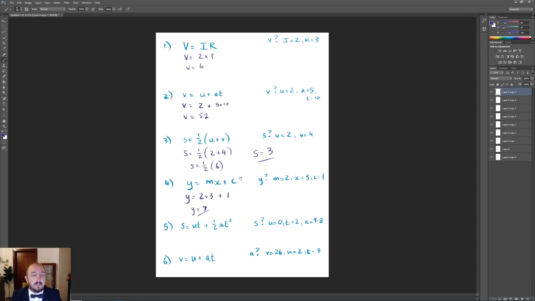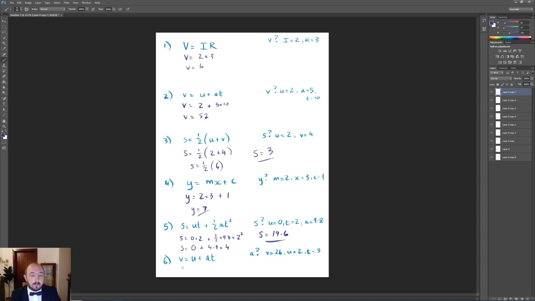Question 5, we have S equals UT plus 1/2 A T squared. So S equals U, 0 times T, so 0 times 2, plus 1/2 times A, 9.8, times T squared, 2 squared. So S is equal to 0 times 2, that's just 0, plus 1/2 of 9.8, which is 4.9, times 2 squared, so that's 4. So our final answer is 4.9 times 4, which is 19.6.